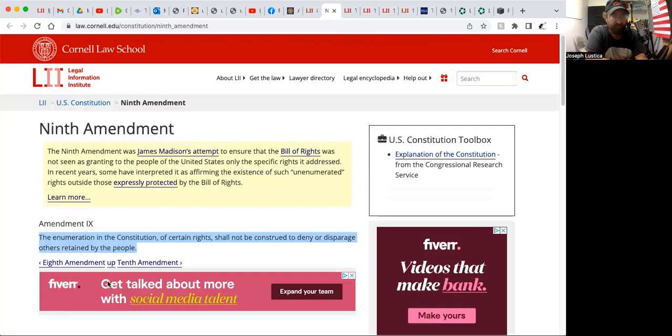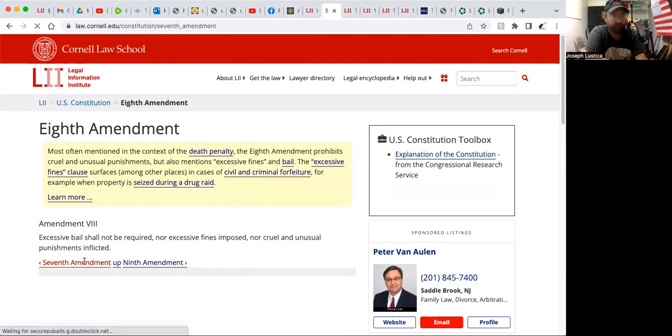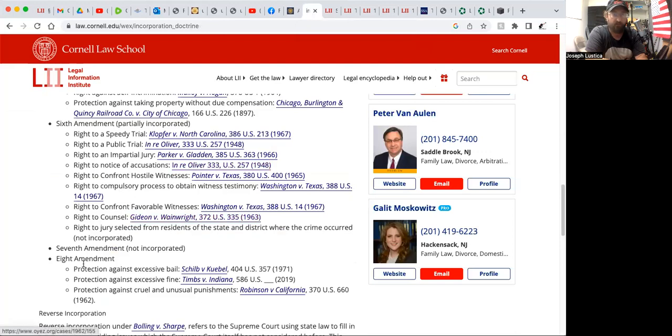Let's take a look at the Seventh Amendment. In suits at common law, where the value in controversy shall exceed $20, the right of trial by jury shall be preserved, and no fact tried by a jury shall be otherwise re-examined in any court in the United States than according to the rules of the common law. So what are they telling you there? You don't have common law. Sorry, U.S. citizens, you don't have common law. You don't have any of that.